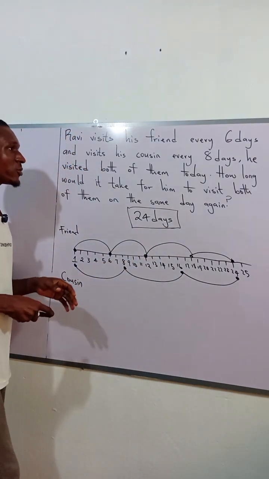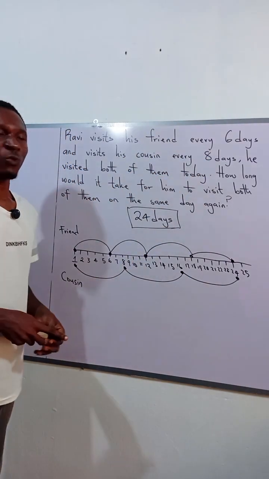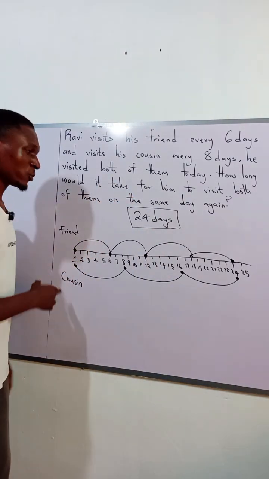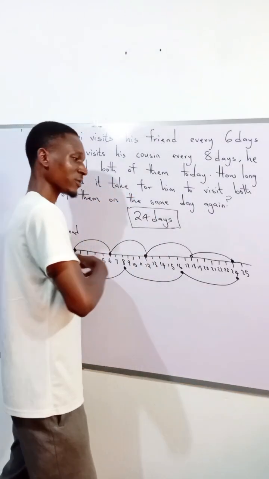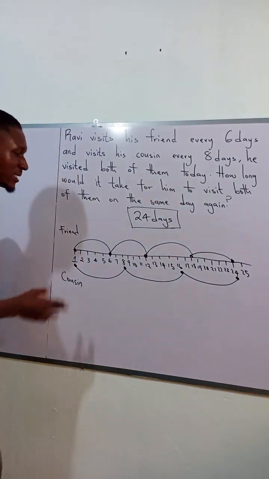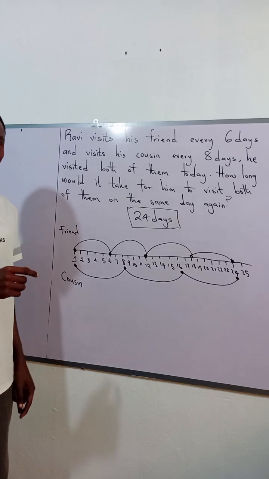What if the question is not 6 days and 8 days? What if it is 34 days and 80 days? Are you going to draw a number line up to 34 or up to hundreds and whatever? Let's now see how this pattern works.